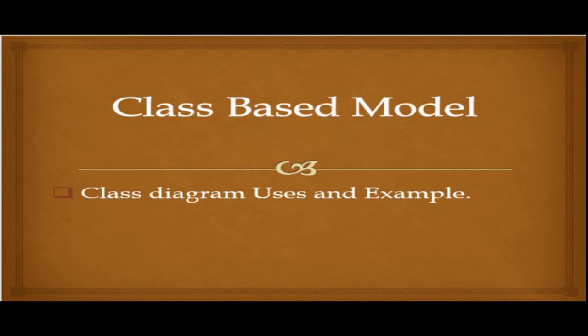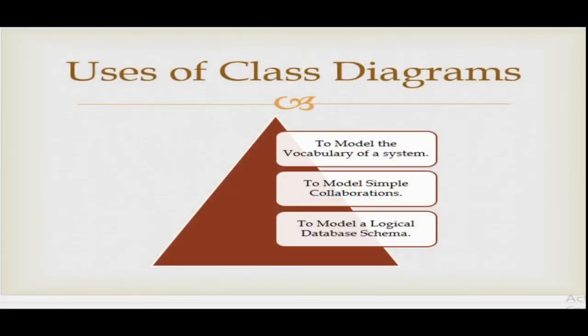Today I'm going to discuss class diagram uses and its example. So let us start with the first one, that is the uses of class diagram. Basically, we use class diagrams to model the static design view of a system. This view primarily supports the functional requirements of a system, the services the system should provide to its end users.